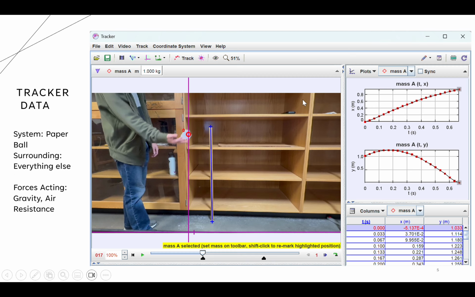So this is the software we used to track our system, which was a paper ball, and the surrounding was everything else. On the right you can see the X position over time and the Y position over time, and on the bottom right you can see a chart of all three. We use this data and input it into the computational model to calculate the velocity update and position update formula, as you will see next. And just a last note, the forces acting on the ball are gravity and air resistance.